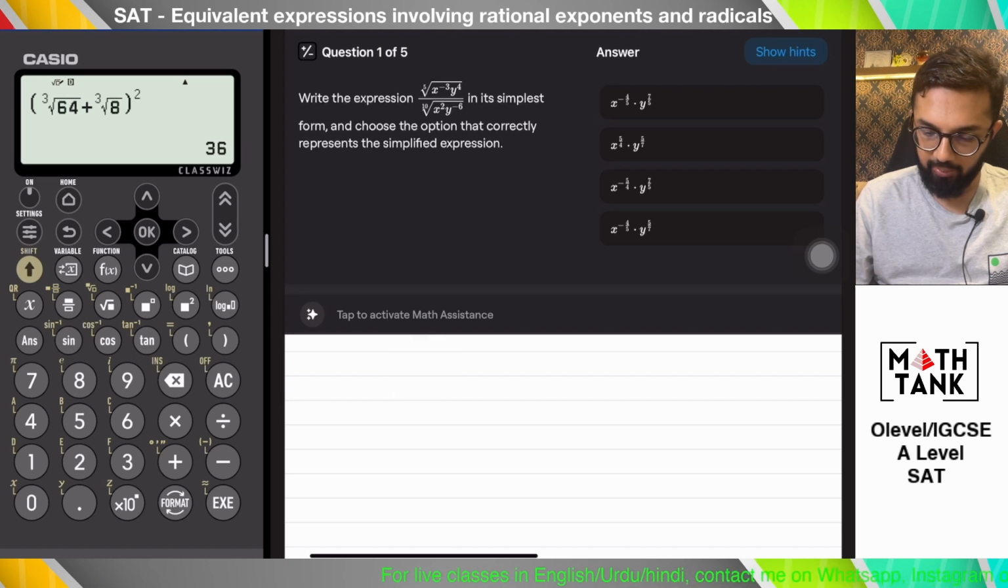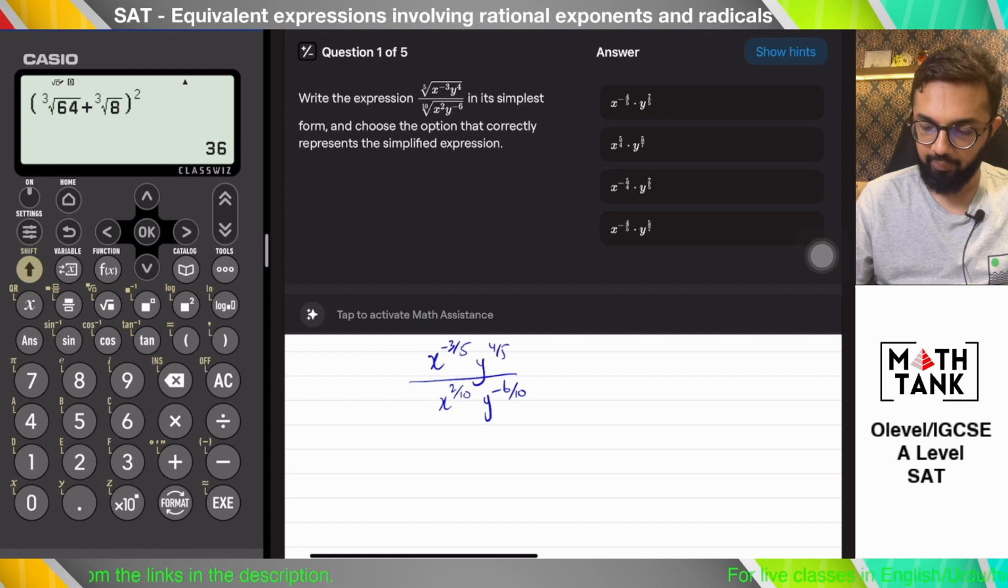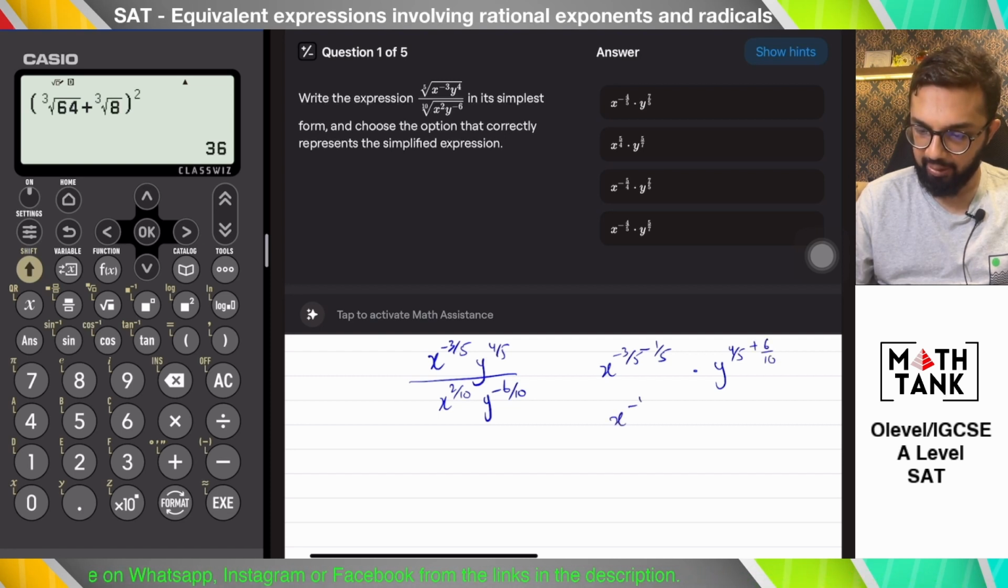Okay, so this is going to become x power minus 3 over 5, y power 4 over 5 in the numerator, and then x power 2 over 10, and y power minus 6 over 10. So for the x powers, I'm going to get minus 2 over 10 is 1 over 5. And for the y's, I'm going to get 4 over 5 minus 6 over 10, so plus 6 over 10. That gives me x power minus 4 over 5.